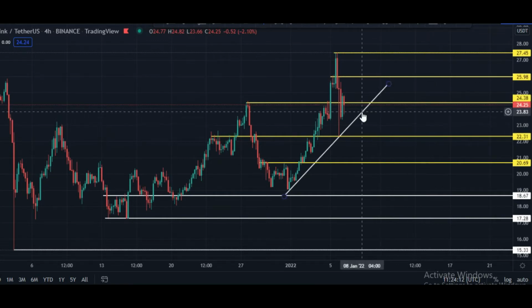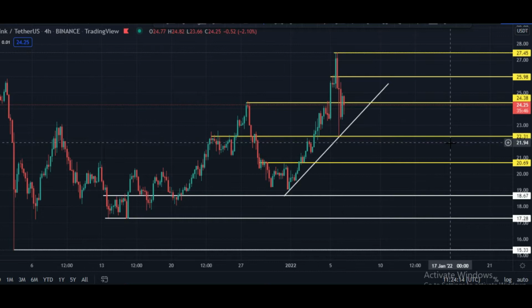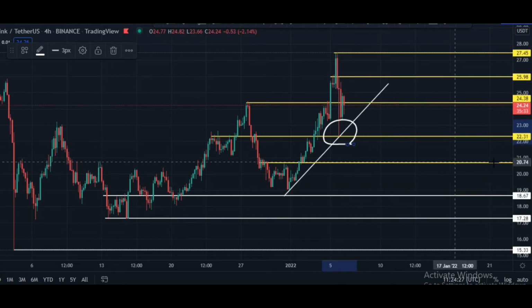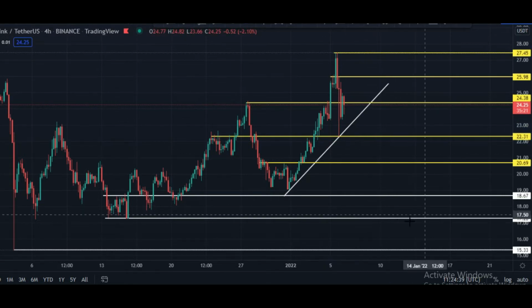And if unfortunately Chainlink break this trend line and break this main support which is at $22 price zone, here you can see, in that case price can further go down to hit these levels. These white lines are major support lines and these are very below from current price, but this is reality. Some days ago price was at $15.